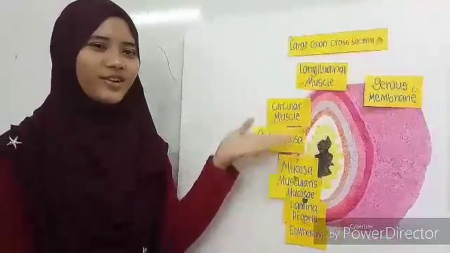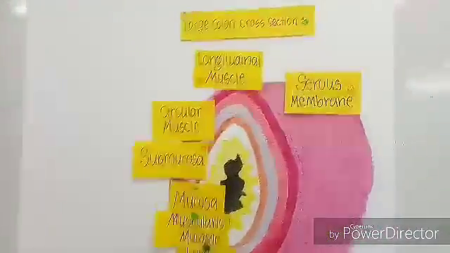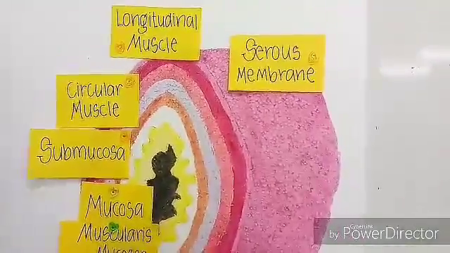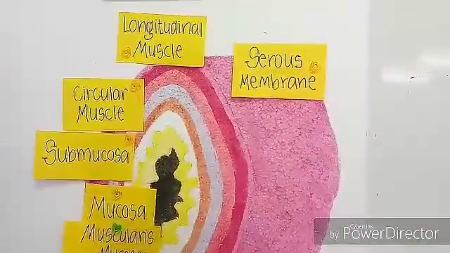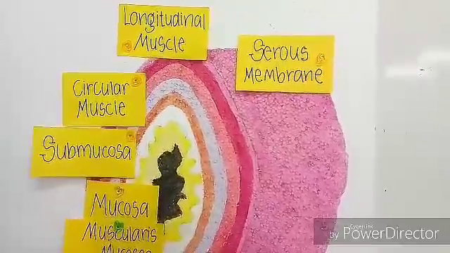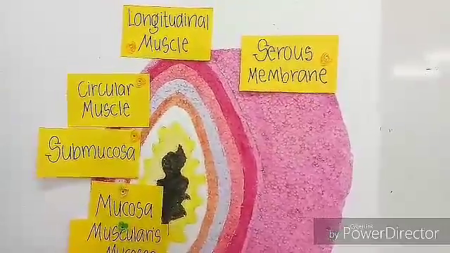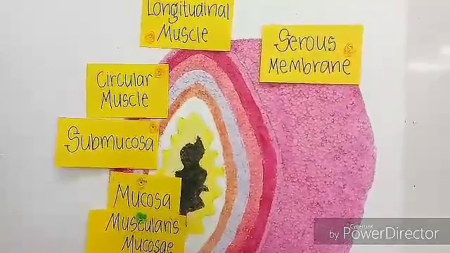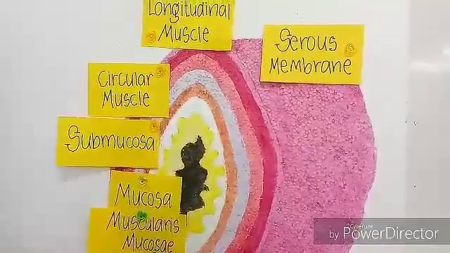This is the large colon cross section. Serous membrane. It is the most outer layer around organs of the GI tract below the diaphragm, also called visceral peritoneum. It is composed of simple squamous epithelium and areolar connective tissue. It also secretes a slippery, watery fluid to allow the tract to glide easily against other organs.